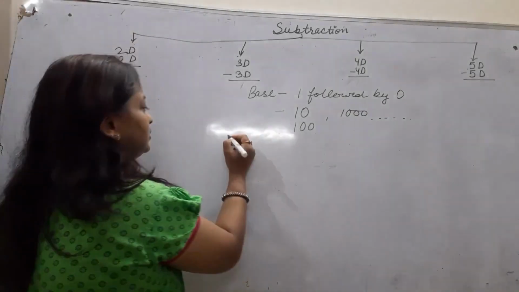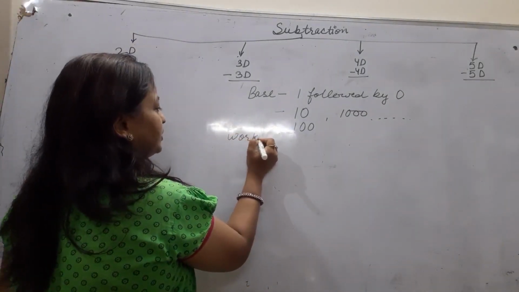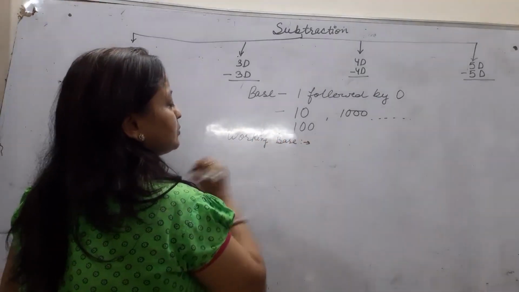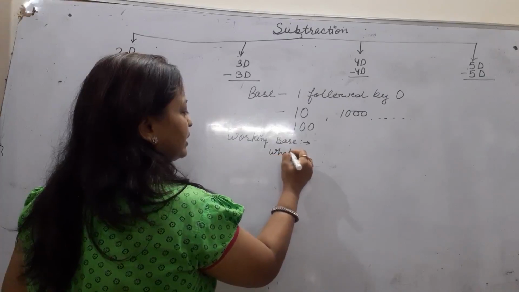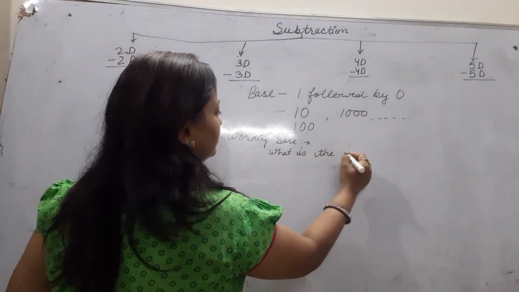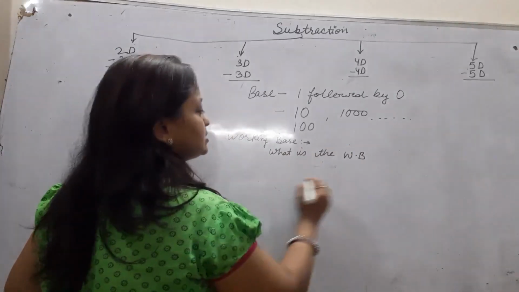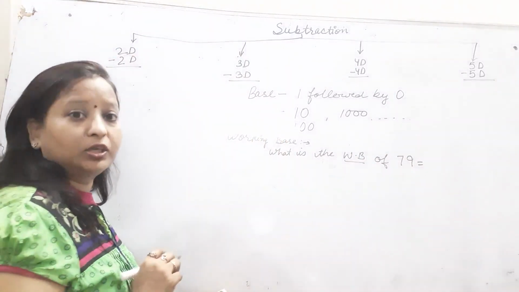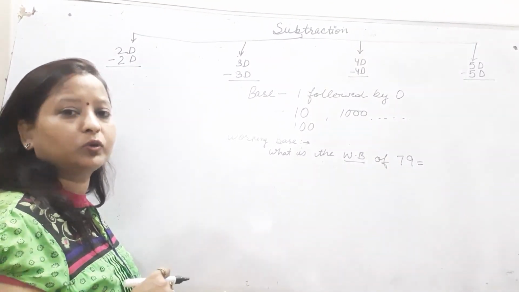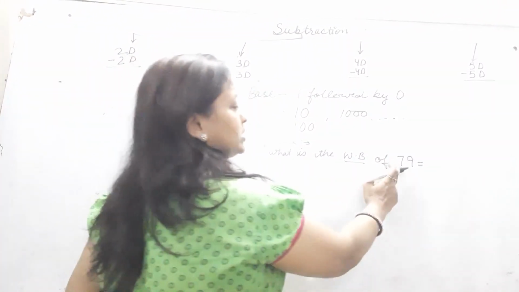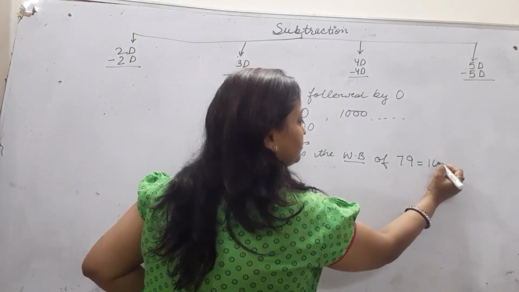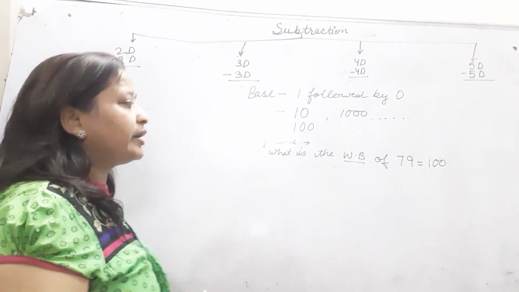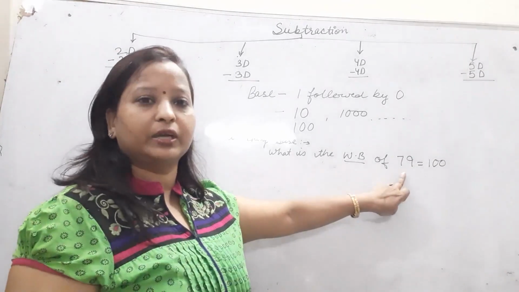After base we learn working base. What is working base? Suppose I ask what is the W.B., working base of 79? 79 का working base. तो number of digit should be equal to number of 0. There are 2 digits in 79. तो I put 2 0 after 1. It is working base. Means 100 is the working base of 79.